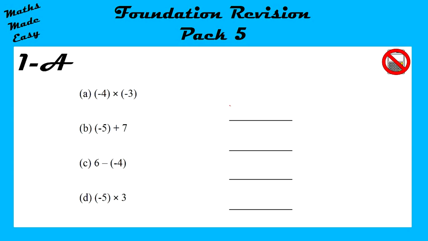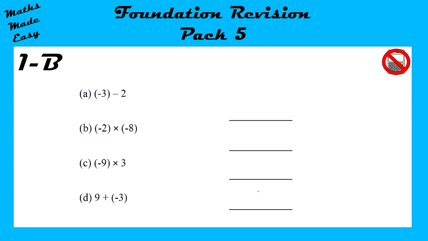1a. Okay, so -4 times -3, they're both negative, so my answer is a positive 12. -5 plus 7, the answer to that one is 2. 6 take away -4, the answer to that one is 10. And -5 times positive 3, the answer to that is -15.